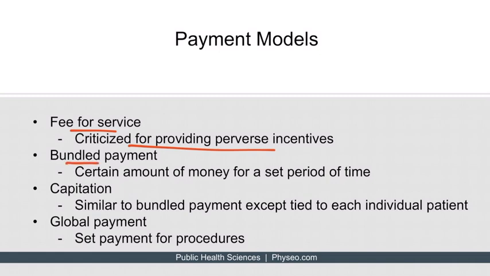The second is a bundled payment. This is where a healthcare organization receives a certain amount of money from an insurance company for a set period of time for all of the patients they are responsible for caring for. This is regardless of how much these patients use the healthcare system. This bundle of money is then divided amongst the physicians and facilities as the healthcare organization sees fit.